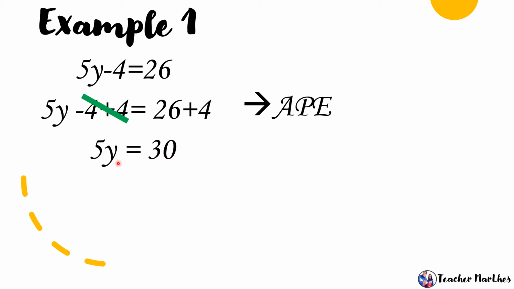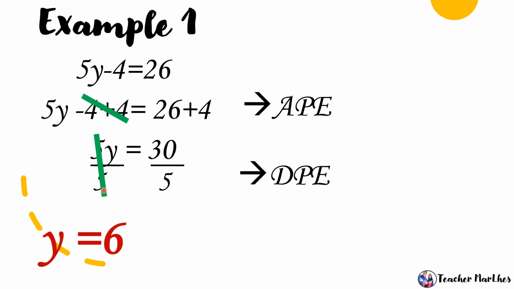Next is to isolate the variable y, we will divide both sides with 5. So, this is the division property of equality. So, 5 divided by 5 is equal to 1, or we can cancel that. So, we have y equals 6.